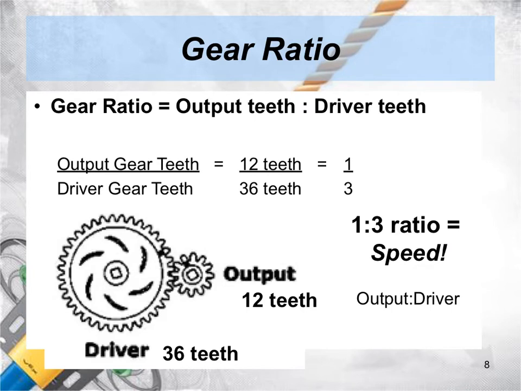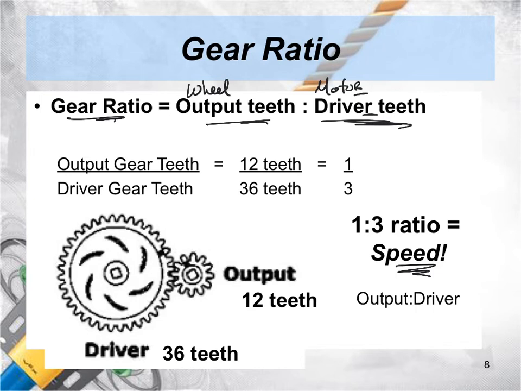Here's another example that's going to give us what's called speed. All right, so again, gear ratio. For a gear ratio, we compare the output teeth to the driver teeth. Remember, the output is the gear that's attached to the wheel, and the driver is the one that's attached to the motor, because driver and motor both end in R.